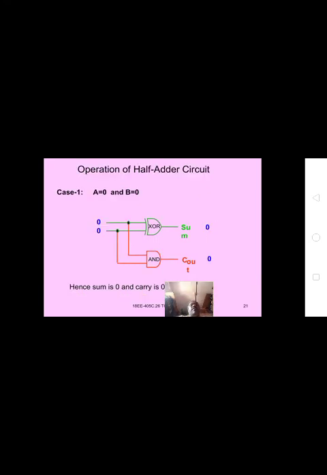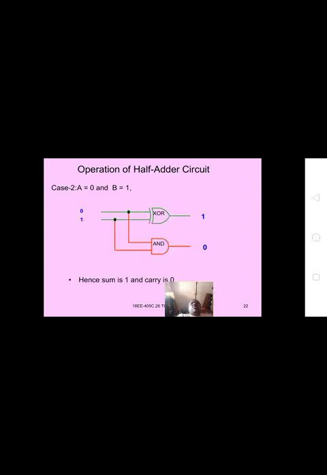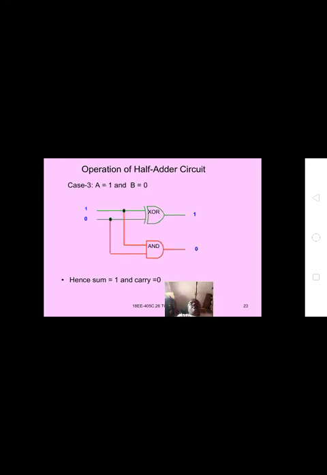Operation of half adder circuit. Case 1: we are giving inputs as 0, 0. We get the output as 0, 0. Sum is 0 and carry is 0. Case 2: for A equal to 0 and B equal to 1, we are giving input 0, 1. We are getting the output 1, 0. Sum is 1 and carry is 0.